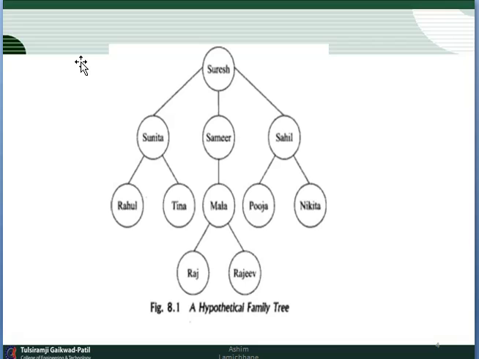A tree data structure can be defined recursively as a collection of nodes starting at a root node, where each node is a data structure consisting of a value together with a list of references to nodes, that is the children, with the constraints that no reference is duplicated, and none of them point towards the root. So this is simply a hypothetical family tree, as I have just discussed.